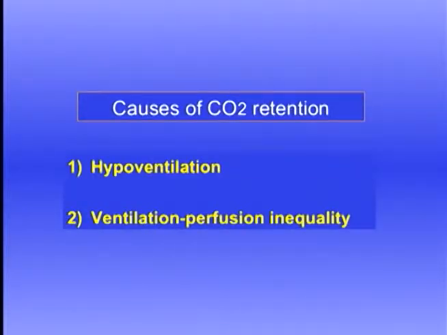Now, there are two causes of CO2 retention. One, of course, is hypoventilation, which we're quite familiar with. But I'd like to emphasize that the second cause is ventilation-perfusion inequality, which is sometimes overlooked. We should remember that ventilation-perfusion inequality interferes with the transfer of all gases by the lung, including carbon dioxide. So other things being equal, a patient with VA/Q inequality will have an increased arterial PCO2. The reason we often see patients with a normal PCO2 and VA/Q inequality is that the patient has increased the ventilation to his alveoli.